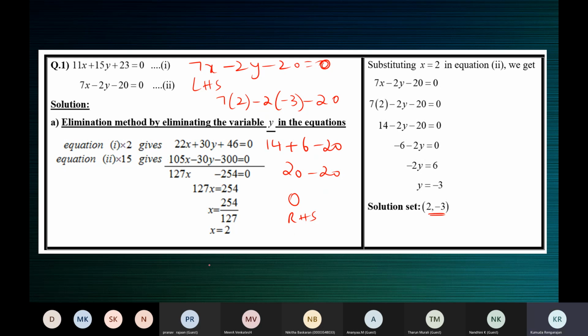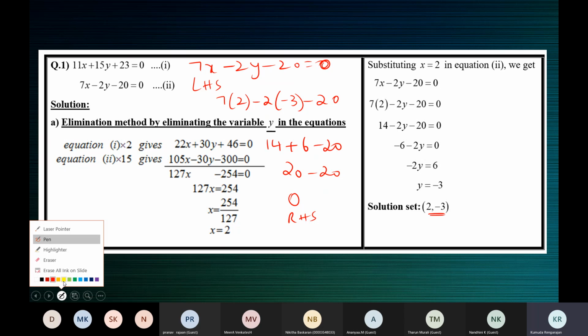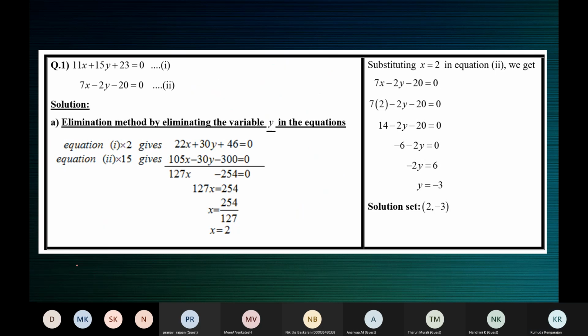You don't have to work this. I'm just telling you. When I annotate, children, you must look at the screen. You should not be busy writing something.